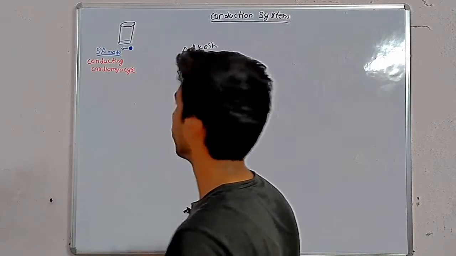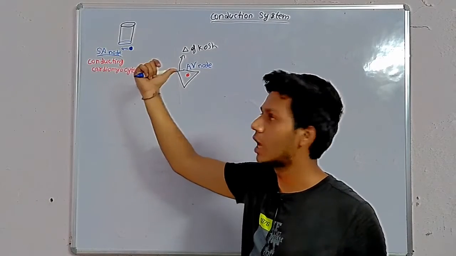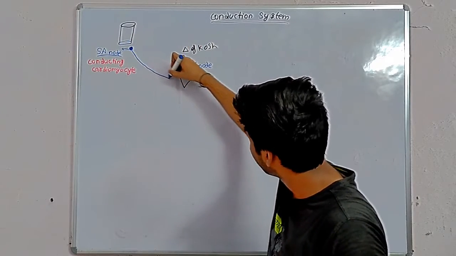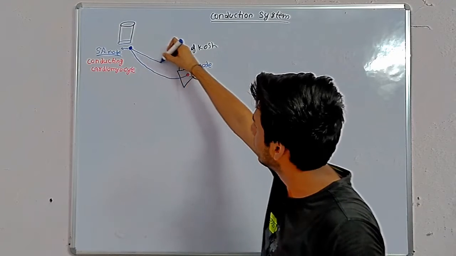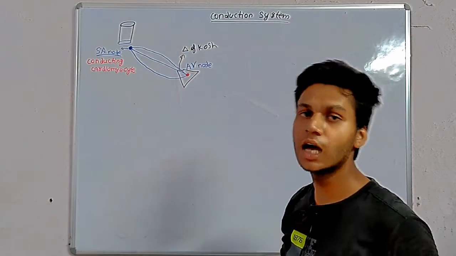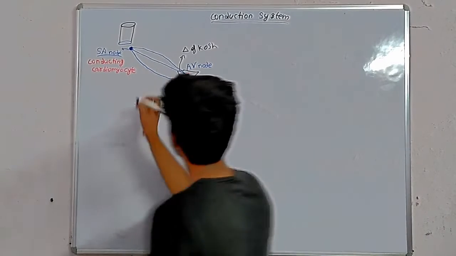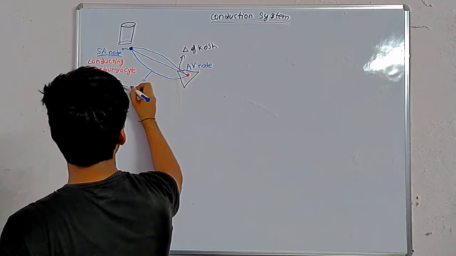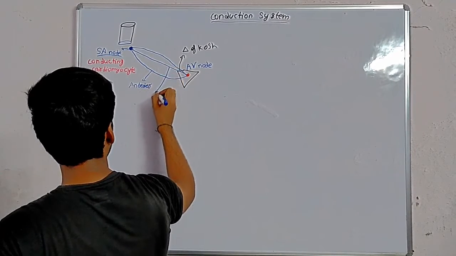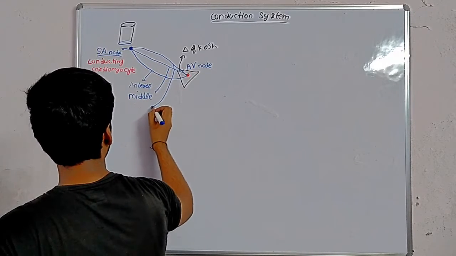From the SA node to the AV node, there are three muscle bundles emerging, which supply the impulse from the SA node to the AV node. The three are anterior, middle, and posterior. These are the three muscle bundles which conduct the impulse from the SA node to the AV node.